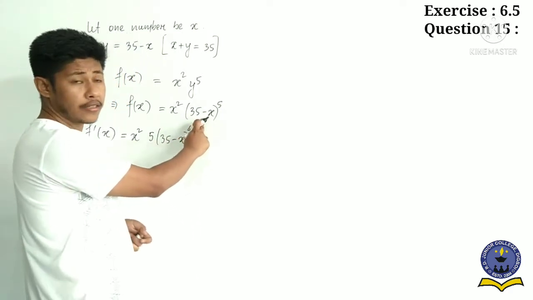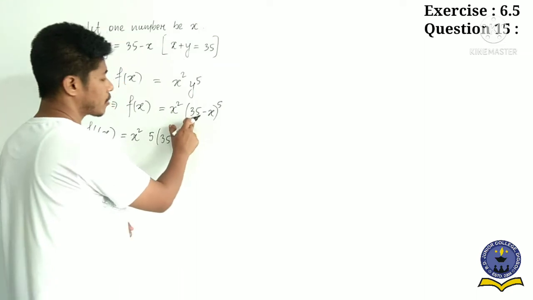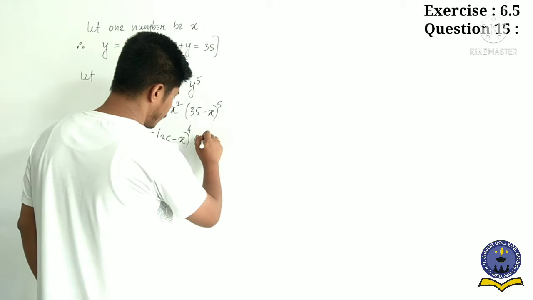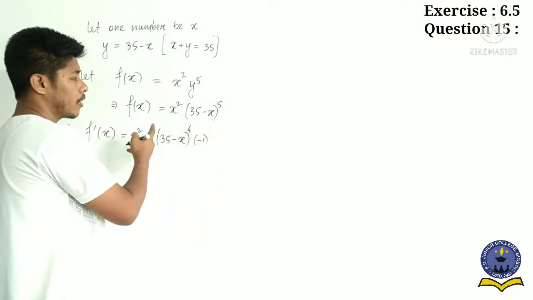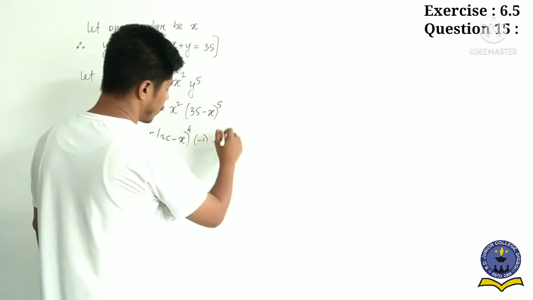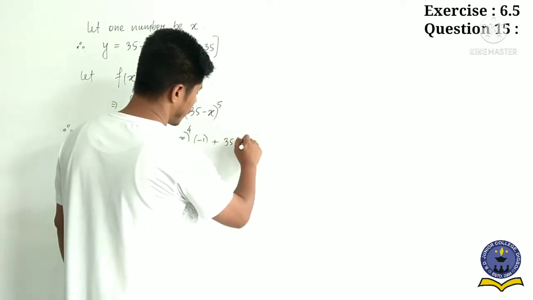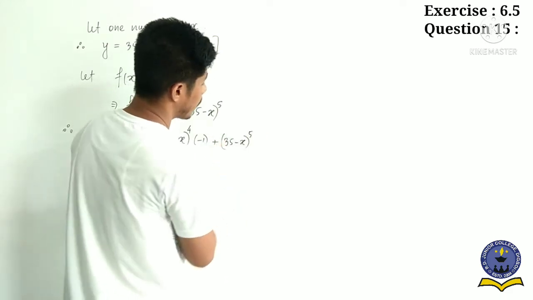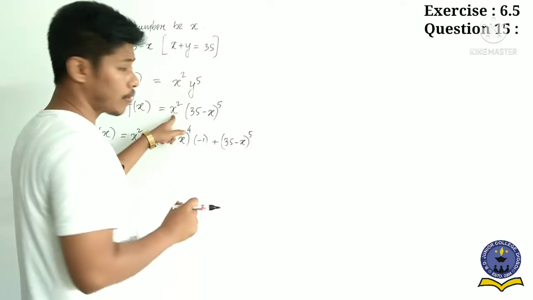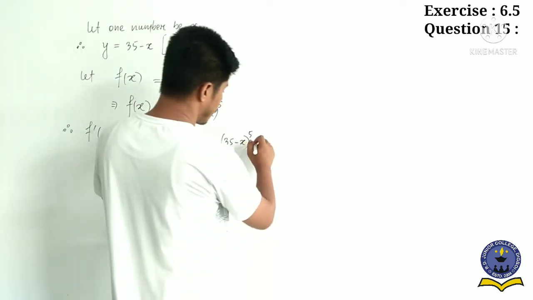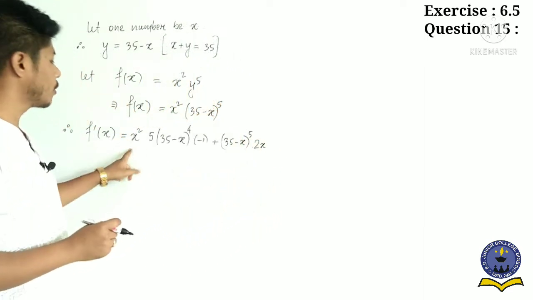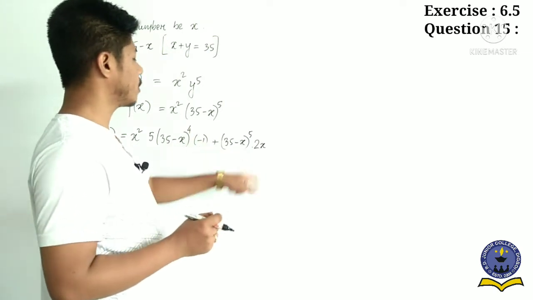But this is not just x, so we have to differentiate the inner function as well: d/dx of 35, a constant, is 0, and d/dx of x is 1, so we write minus 1. Since we are applying the u into v formula, it is u times d/dx of v, plus v, that is (35 minus x) to the power 5, times d/dx of u, x square. When we differentiate x square, we obviously get 2x. Understood? u into d/dx of v plus v into d/dx of u.